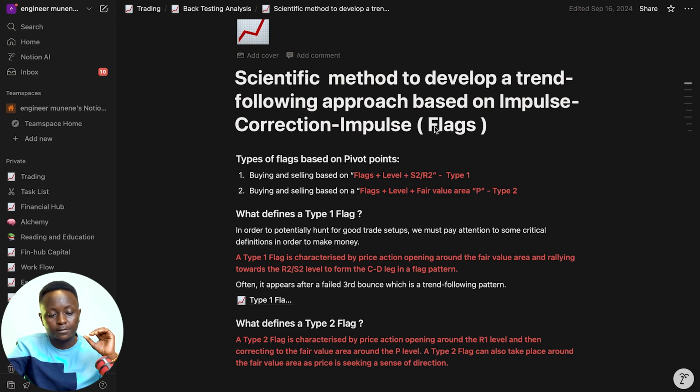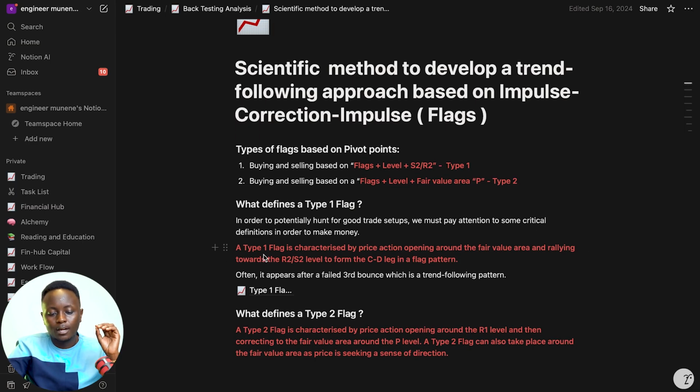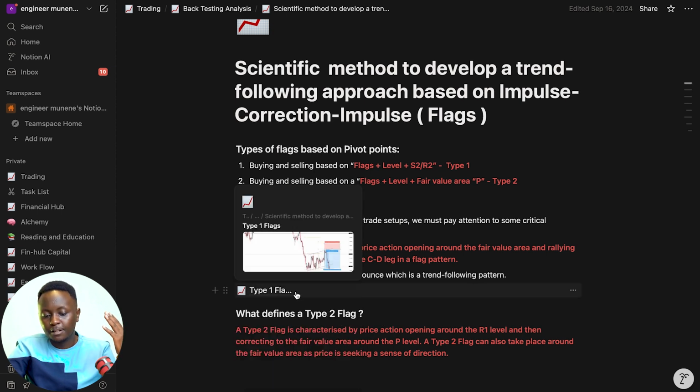So what defines a type 1 flag for me? In order to potentially have a good setup, we must pay attention to some critical definitions. One, a type 1 flag is defined by price action opening around the fair value area and rallying towards either the R2 or S2 level to form the CD leg in a flag pattern. Often it appears after a failed third bounce, which is a trend following pattern.